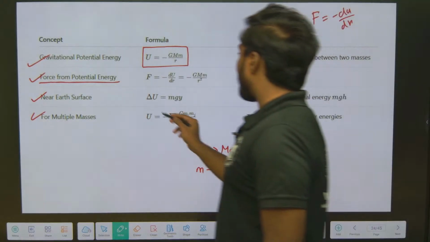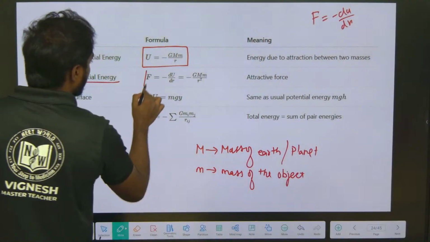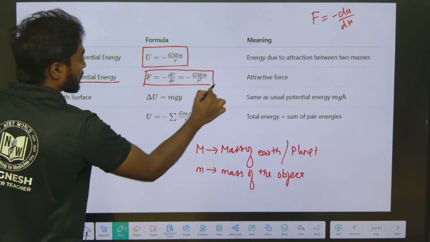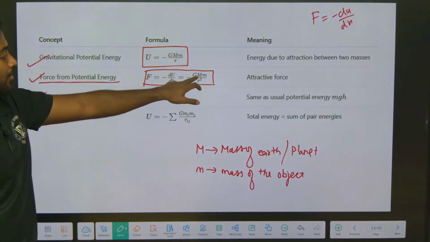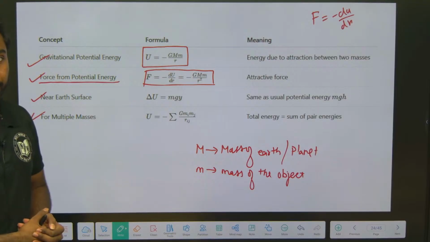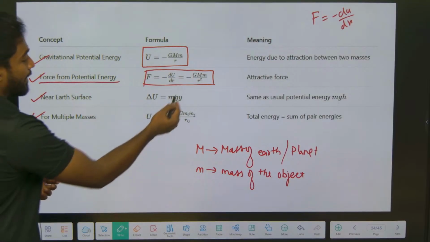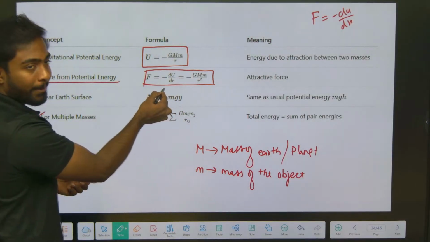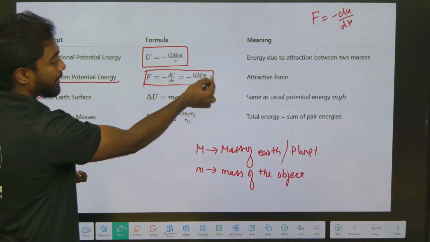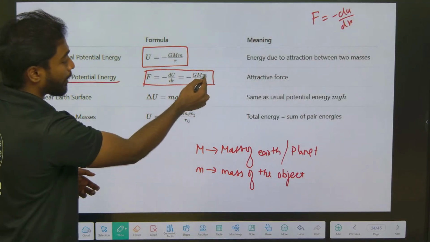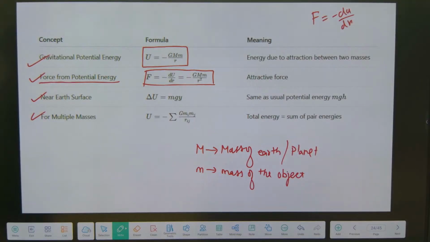Now with the same formula, F = -dU/dr, which is F = -GMm/r². Here, for dr, I can multiply by the r value so that it cancels out.